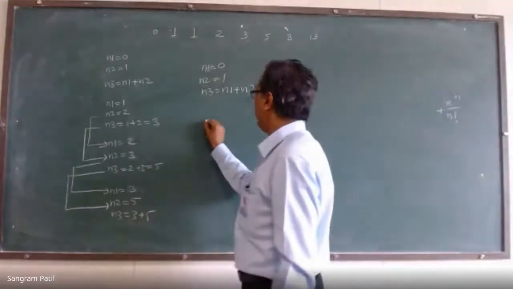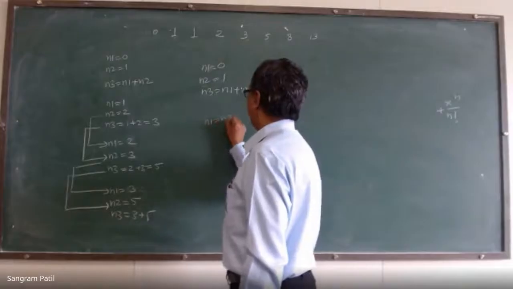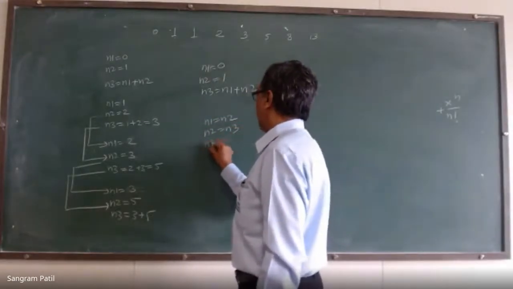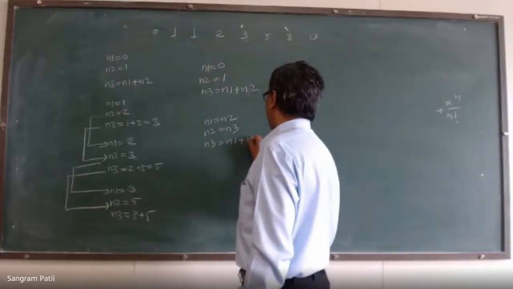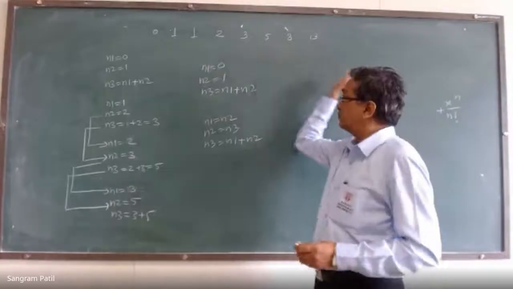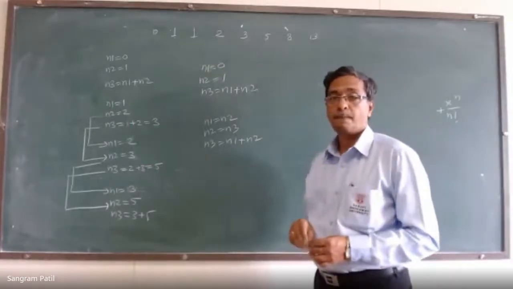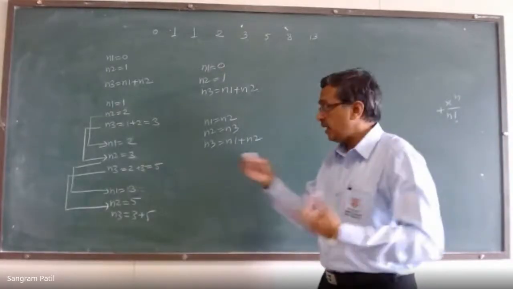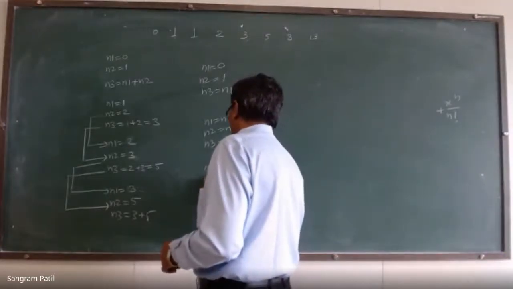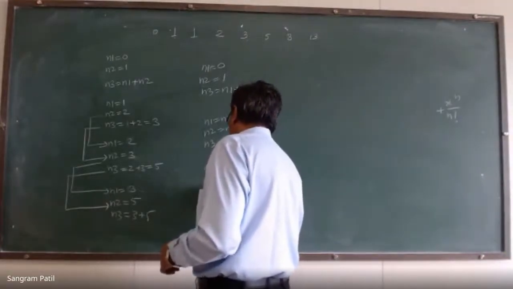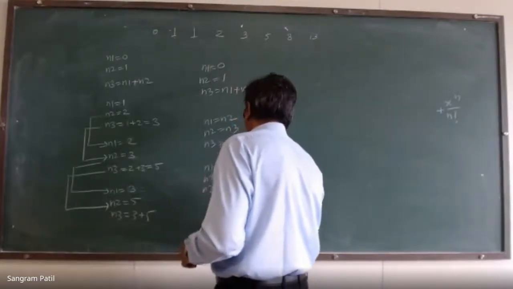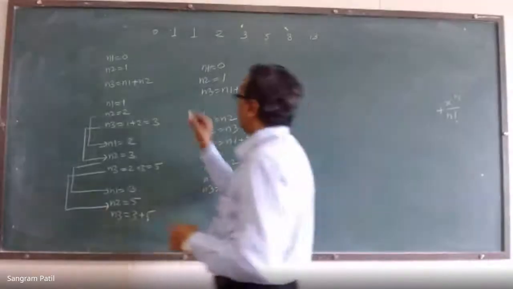Next time what will happen? Your n1 is nothing but n2, n2 is nothing but n3, and n3 is nothing but n1 plus n2. Check this. This is happening here. Next time, n1 will become n2, n2 will become n3, and n3 will become n1 plus n2.